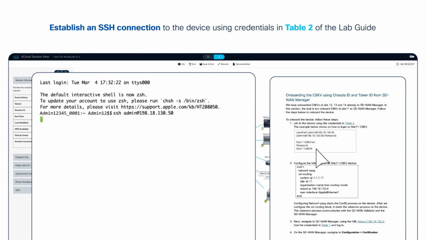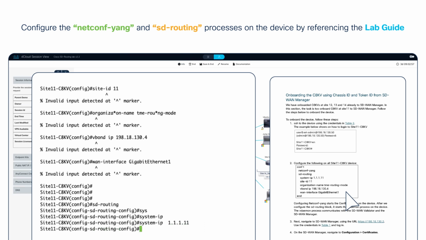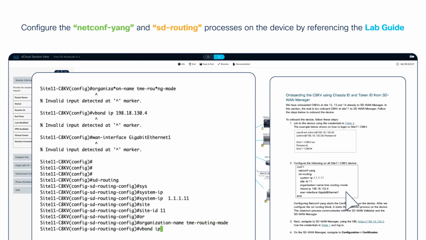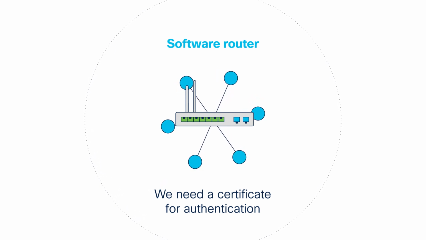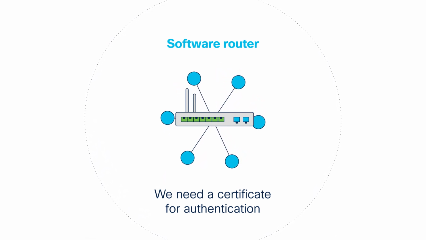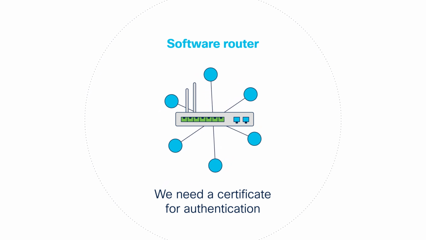Establish an SSH connection to the device using the credentials in Table 2 of the lab guide PDF. Then, configure the netconf-yang and SD routing processes on the device, again, referring to the lab guide. This is all that's needed to onboard a hardware device to SD-WAN Manager. However, since the C8KV is a software router, we will also need to acquire a certificate for authentication.